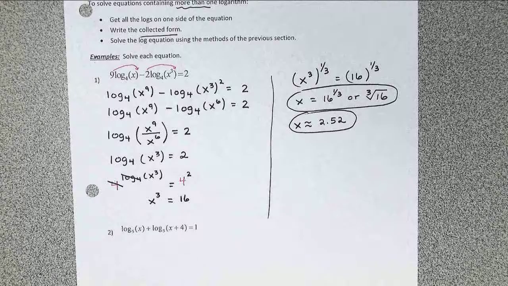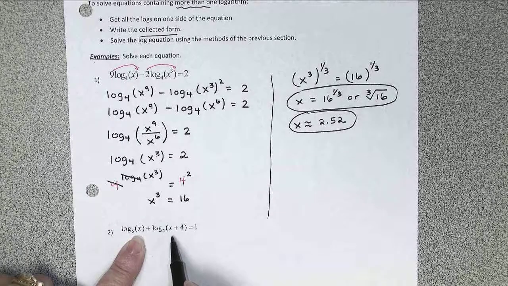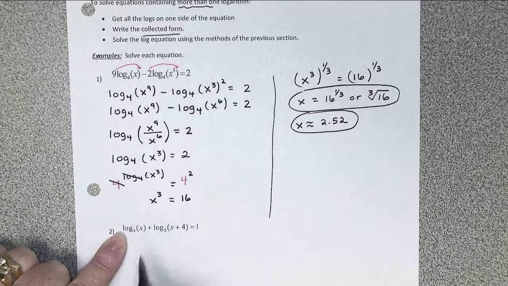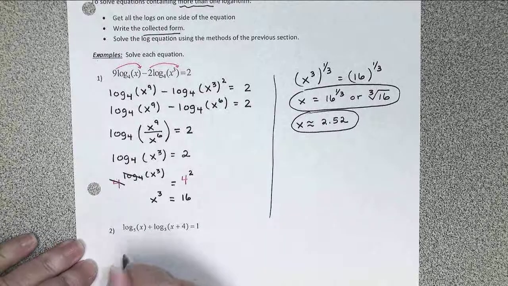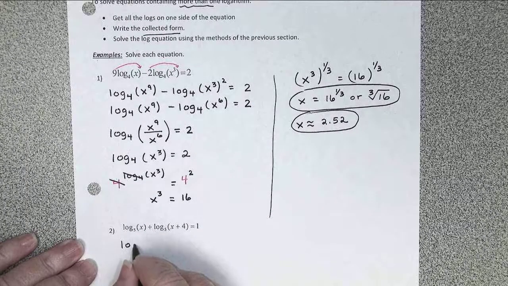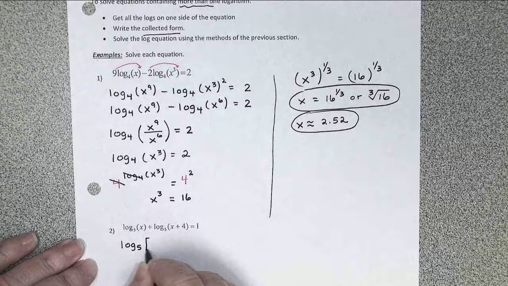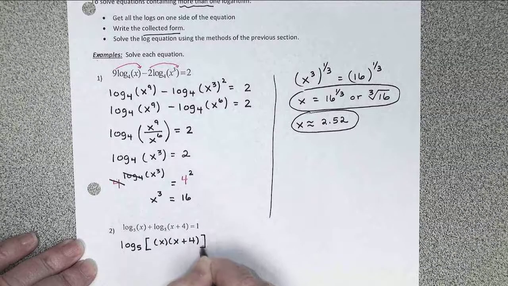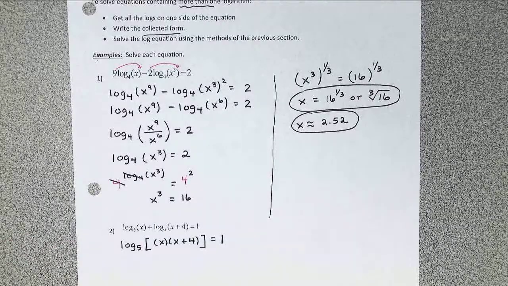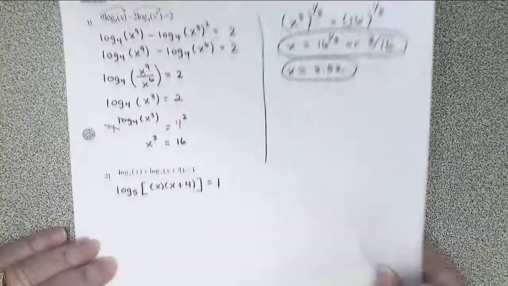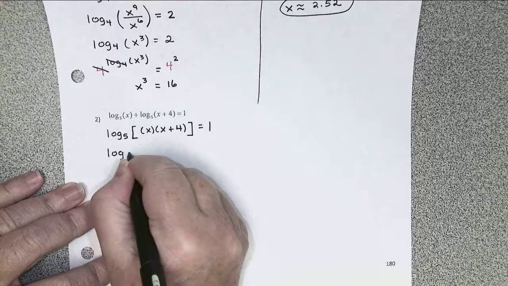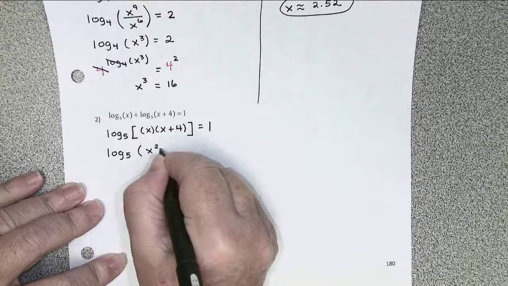In number 2, once again, I see I have 2 logs. They are on the same side of the equation, so I'm in good shape there. And since there are no multipliers, I can start right out by saying, all right, great, these are added. Let's collect them into one log by multiplying the arguments. The log base 5 of x multiplied by x plus 4 equals 1. I'll go ahead and multiply out inside the brackets. Make that x squared plus 4x.